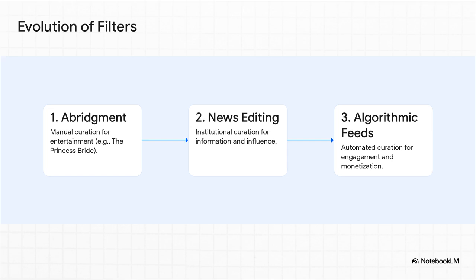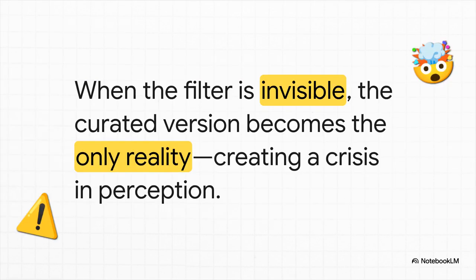The principle is exactly the same. And this is the real kicker. The Princess Bride is honest about its filter. It tells you right on the cover. But in most of the media we consume now, that filter is invisible. When we don't know a filter is at work, when we can't see the code or the editorial incentives, the curated version starts to feel like the only version. The good parts version becomes our reality, and that's what creates a crisis in perception.